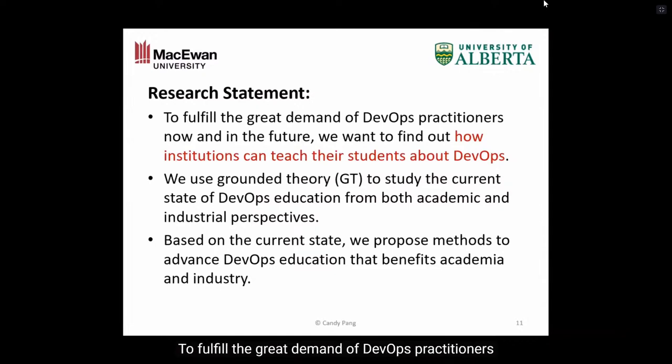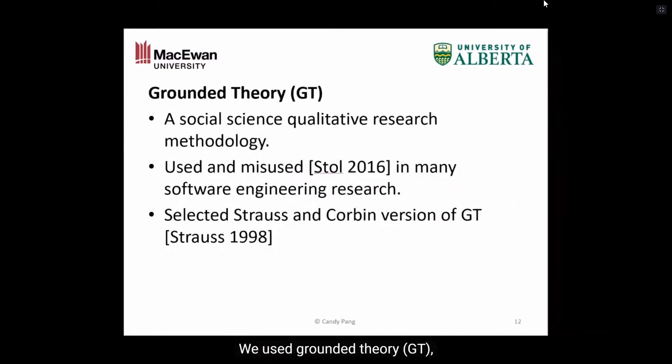To fulfill the great demand for DevOps practitioners now and in the future, we want to find out how institutions can teach students about DevOps. We use grounded theory instead of a traditional quantitative methodology in our research. Grounded theory is a social science qualitative research methodology. Since DevOps is a cultural, procedural, and technical movement, the usual quantitative methodology may fail to consider the social aspect of DevOps. Therefore, we selected grounded theory.